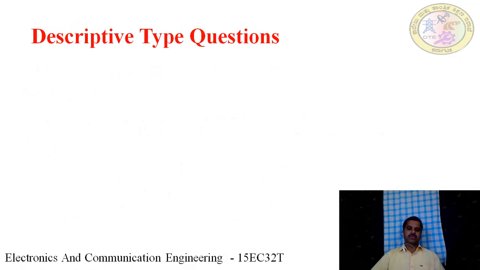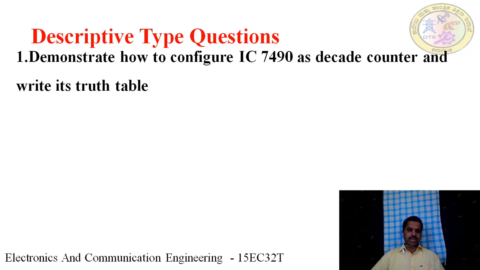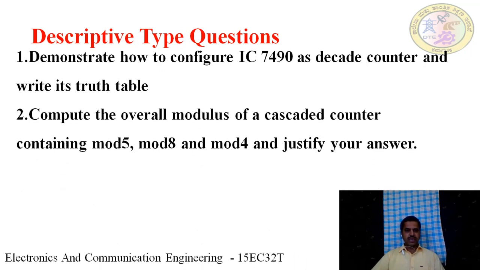So we will have some descriptive type questions that may come in the examination. Demonstrate how to configure 7490 as a decade counter and write its truth table. Compute the overall modulus of a cascaded counter, mod 5, mod 8 and mod 4, and justify your answer. This question was asked in the previous year examination. That is mod 5, mod 8 and mod 4.